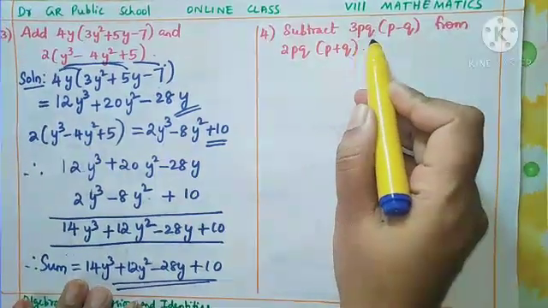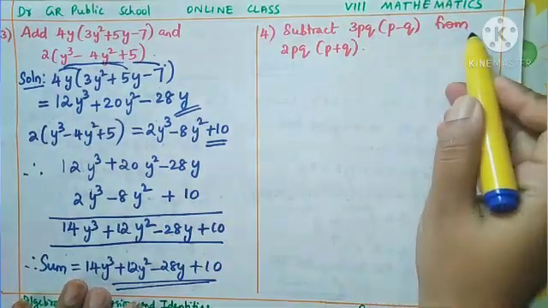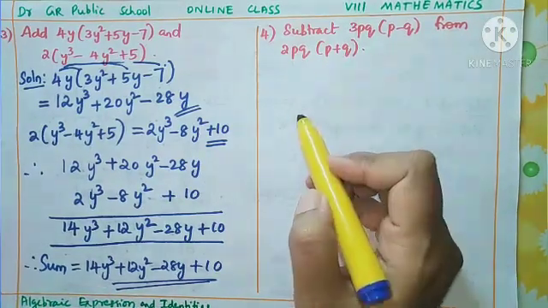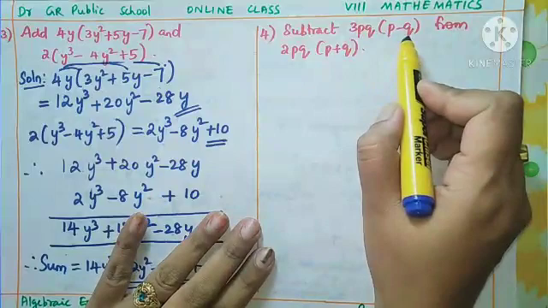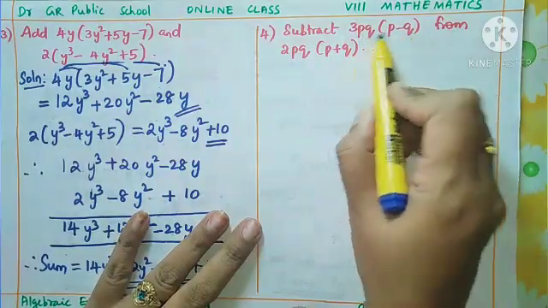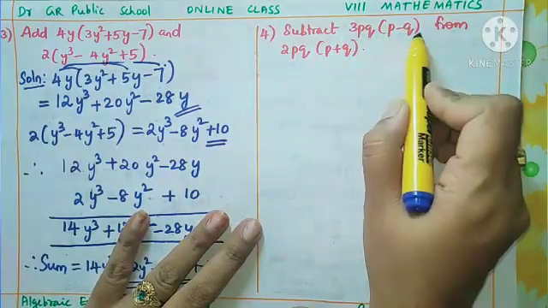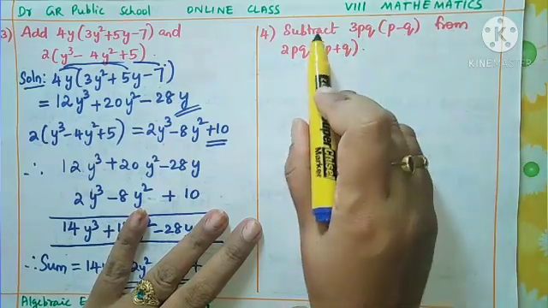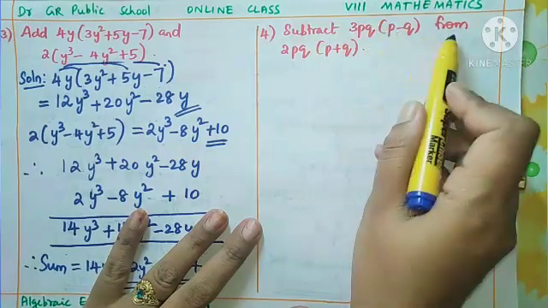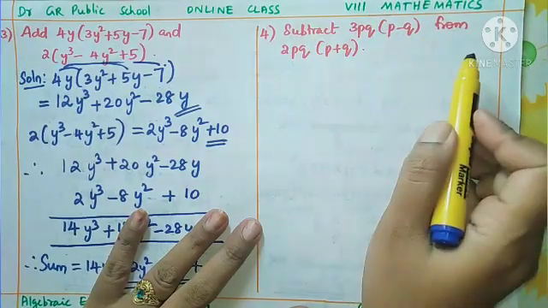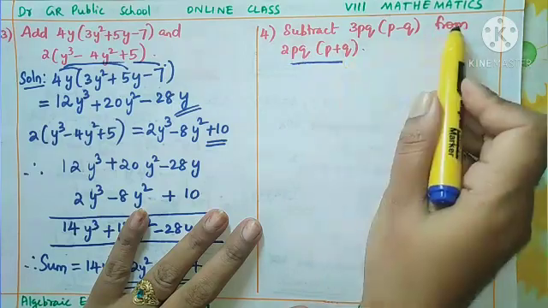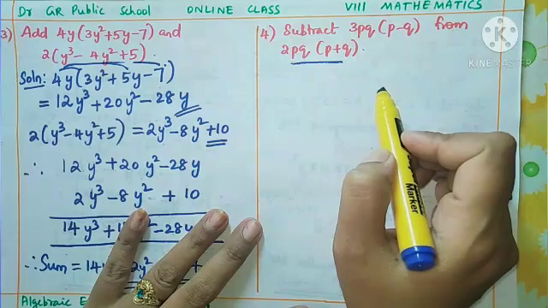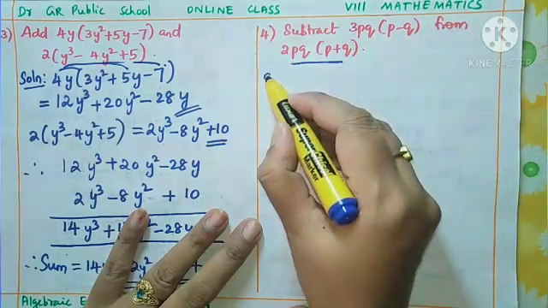Now see this question. Subtract 3pq into p minus q from 2pq into p plus q. Okay. So this is a subtraction problem. Here also you have bracket here, common term. So you want to simplify this expression and this also. Simplify both the expressions. And you see, subtract this from this. So which polynomial you want to write first? This one. So from this means this you should write first. Then you want to write this polynomial second and subtract. Okay.